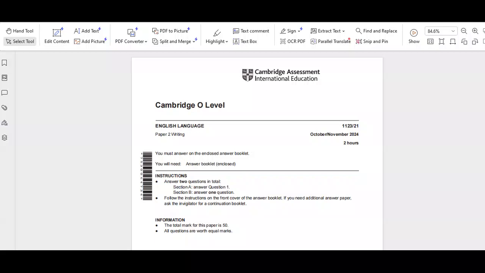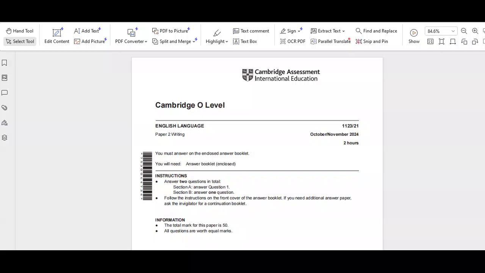Hello, everyone, and welcome to another session of our past paper solution series for Cambridge O Levels English Language 1123. And the paper that we are going to solve today is from the October-November exam series of the year 2024, paper number 2 of variant 1.